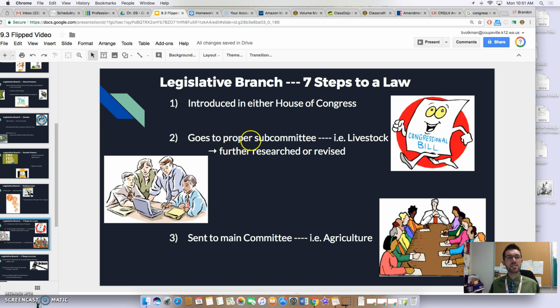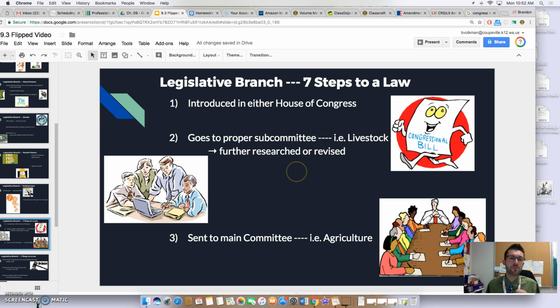Next, it then needs to go to the proper subcommittee to be further researched and revised. Subcommittees are a small group of people who focus on a very specific aspect of our country. One example is the Subcommittee of Livestock, which is a real thing.